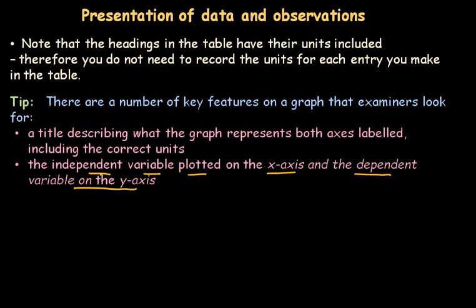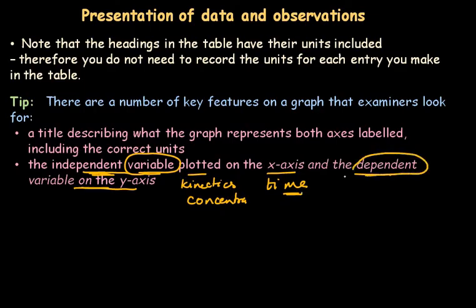Now, we should know that what is independent variable and what is dependent variable. Independent variable is the factor which we are changing during the experiment. For example, if we are considering a kinetics experiment and we are changing the concentration of the solution and measuring the time. So in that case, independent variable is the concentration, because that is what we are changing, and what are we measuring is time. So dependent variable is time.